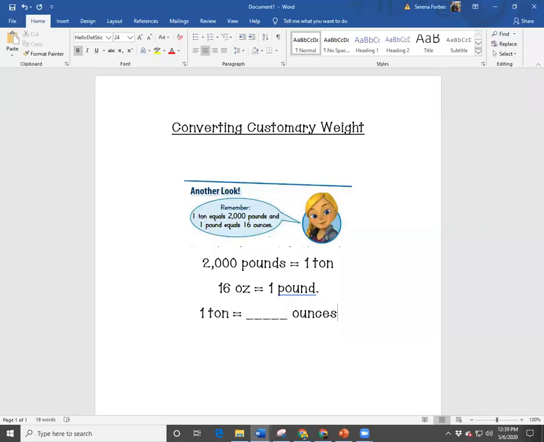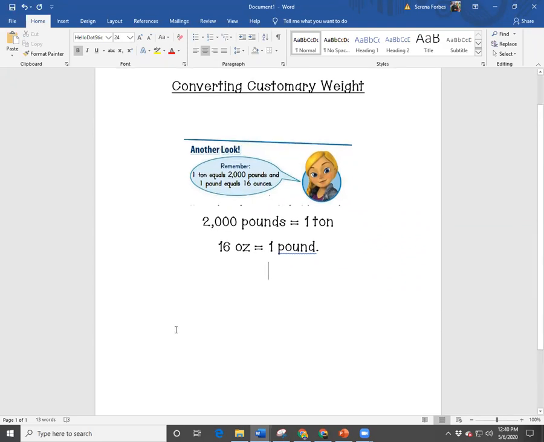Well, because you're going from 1 ton to ounces, you're going from bigger or larger to smaller, you're going to multiply, right? So you multiply 2,000 times 16 and you get 32,000 ounces, which is a lot of ounces. All right, so that's what you need to know right here. That's just a separate conversion, but 2,000 pounds equals 1 ton, 16 ounces equals 1 pound.